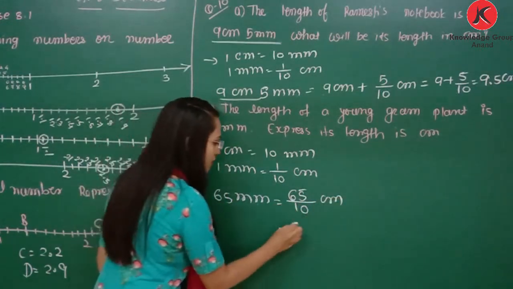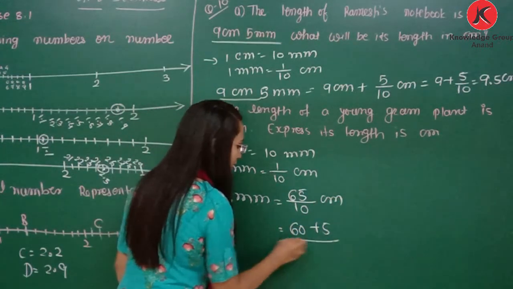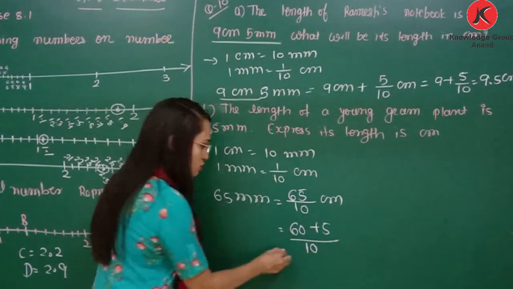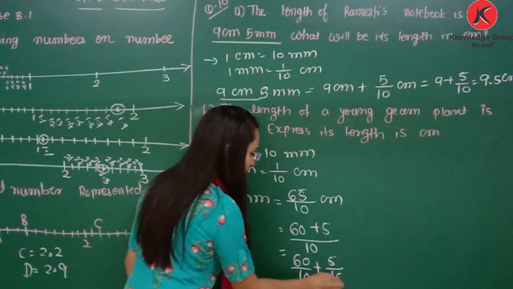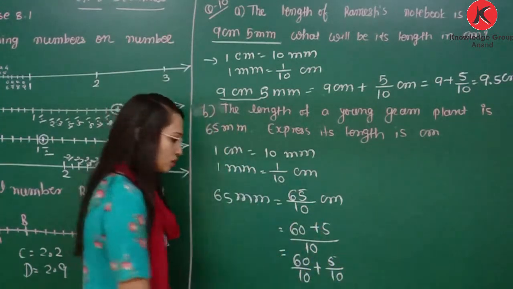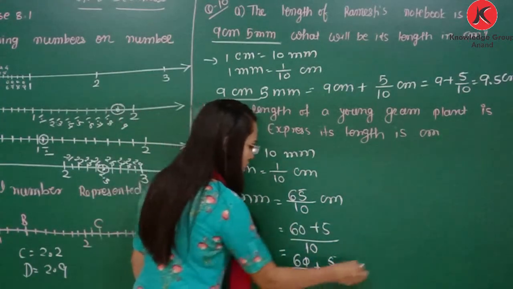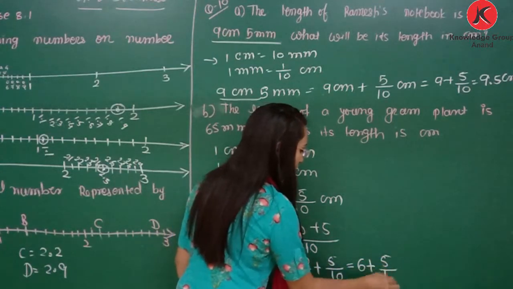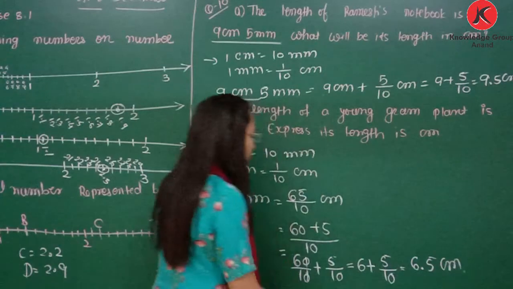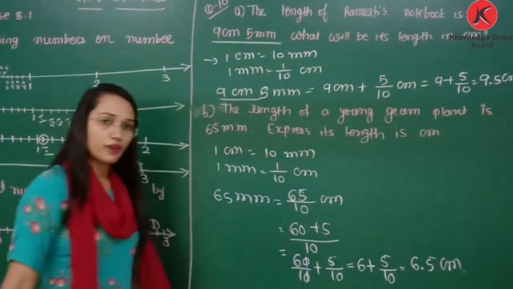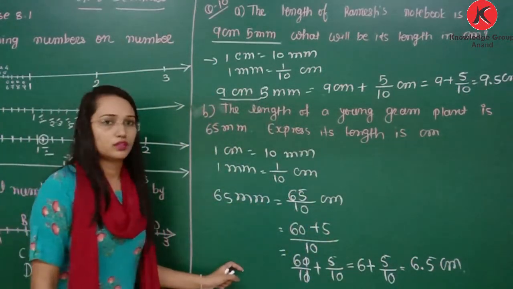This can be written as 60 plus 5 divided by 10. So 60 plus 5 is 60 by 10 plus 5 by 10. Split it as an addition. Here 60 by 10 is 6, plus 5 by 10. So that is 6.5 centimeter. Otherwise you can directly write it as 6.5 centimeter, which is also correct.